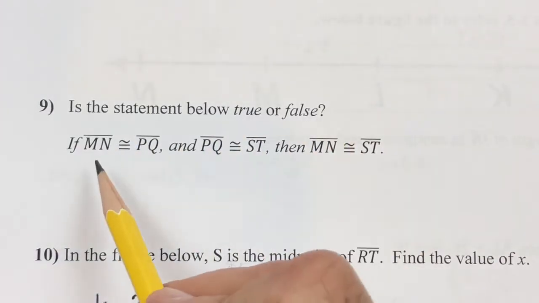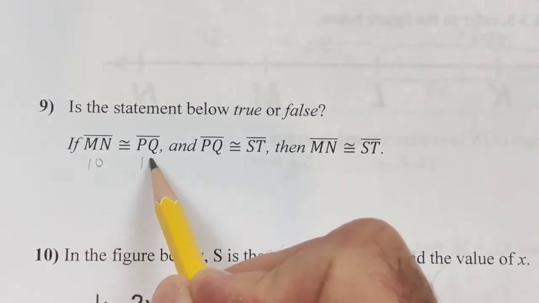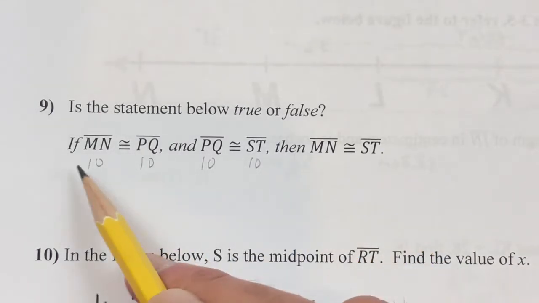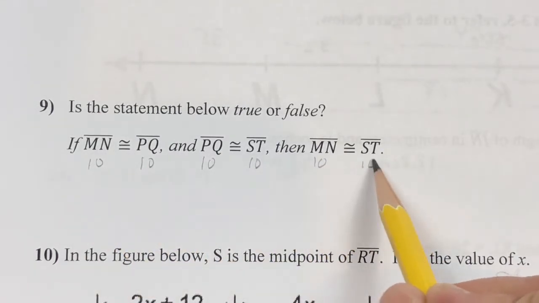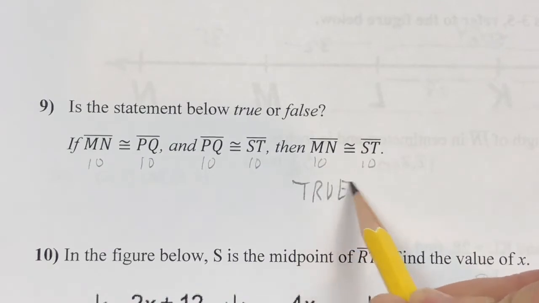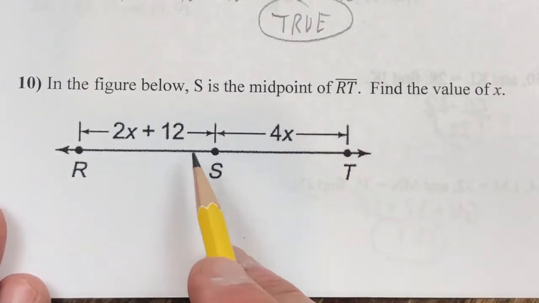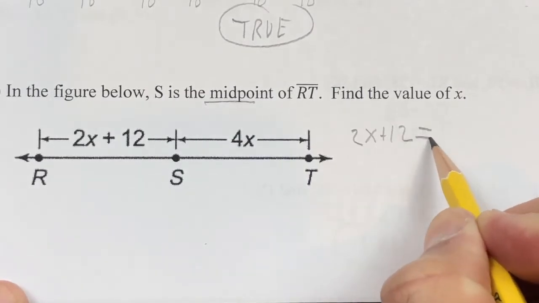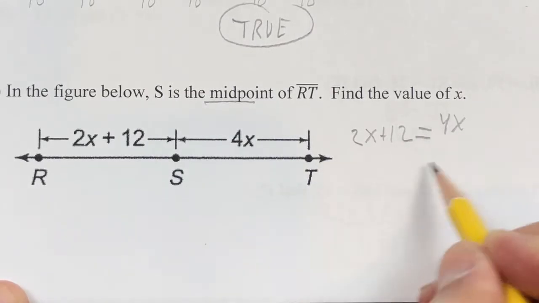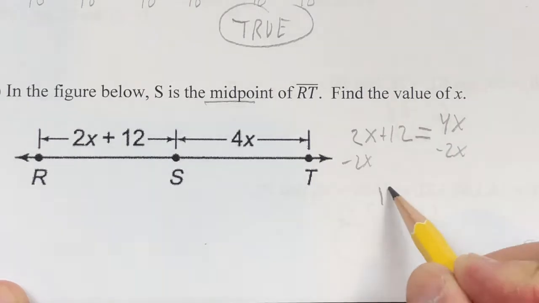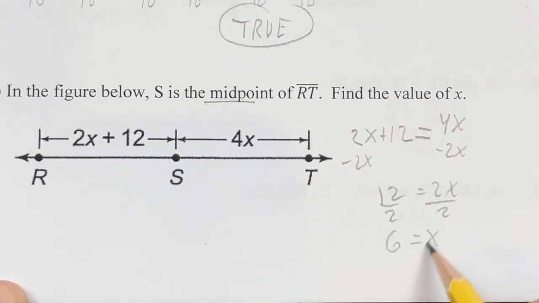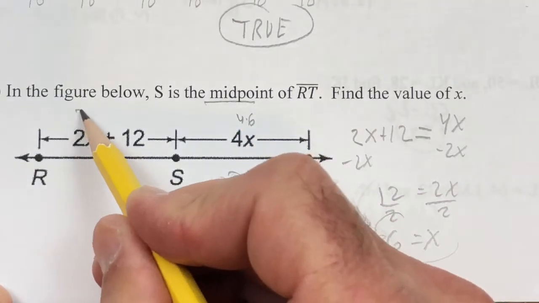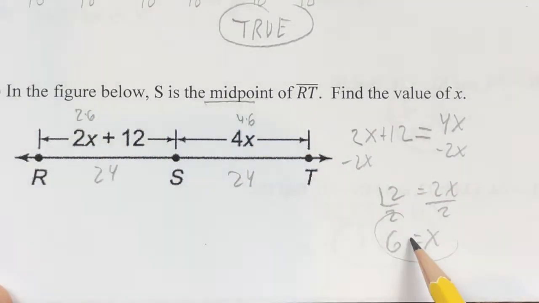For number 9, to figure out if this is true or false, instead of drawing a number line, I just decided I'm going to put distances, and if they're congruent, the distances have to be equal. So notice the distance of M to N has to be the same as S to T. This is a true statement. For number 10, apply the definition of midpoint. Midpoint splits the segment into 2 equal parts, so set the two parts equal to each other, have an equation, solve for x, and you end up with 6 equals x. You can do a check step, make sure both of those segments are the same distance, and they are, so we know that we are correct.